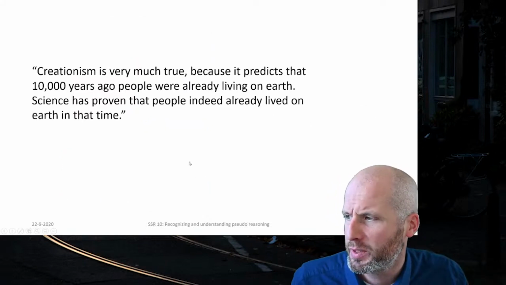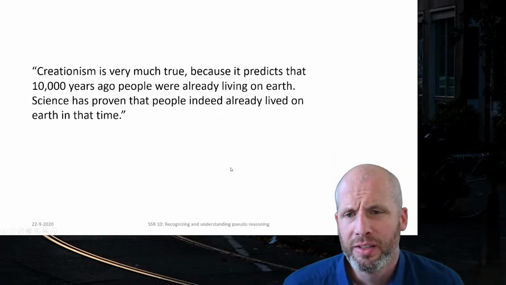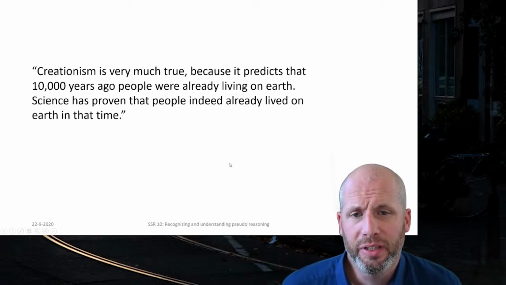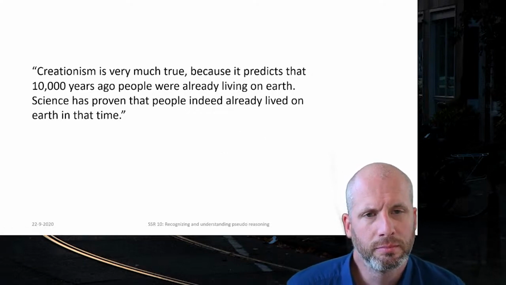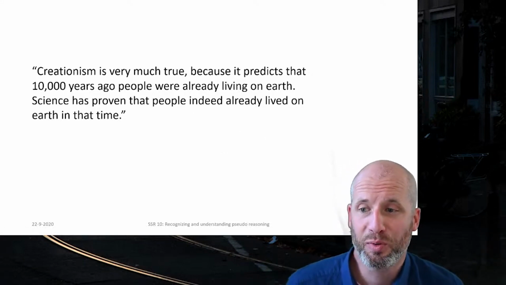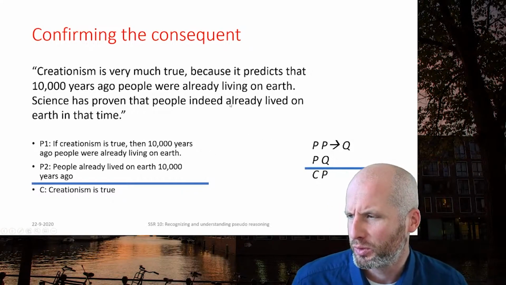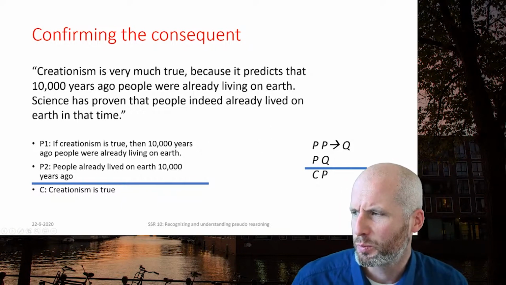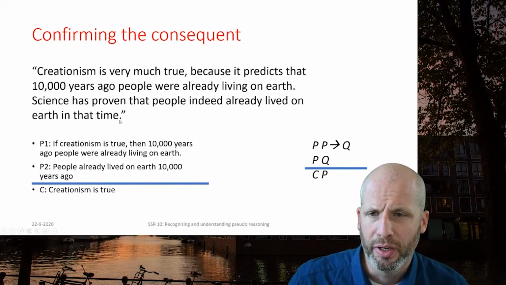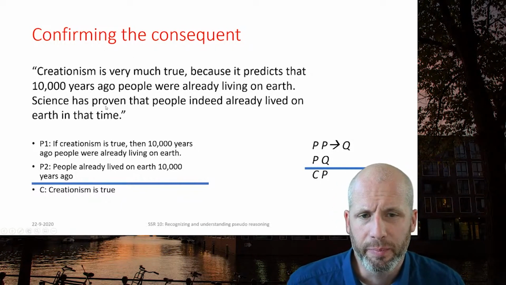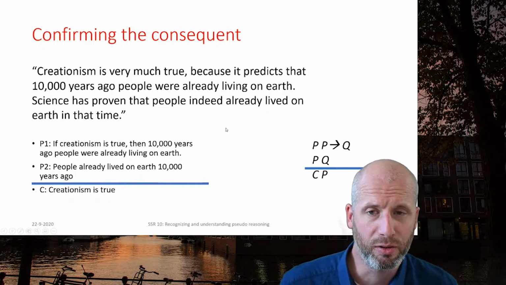All right, creationism is very much true because it predicts that 10,000 years ago people were already living on Earth. Science has proven that people indeed already lived on Earth in that time. So, again, the question is, what type of formal fallacy do you recognize? What helps, I tried to make this example somewhat more difficult, because the if-then relationships were less explicit than in the previous example. So it helps if you translate it, as you were doing, from what is written here to the if-then statements, and then it becomes easier to recognize that indeed the consequent is being confirmed here.